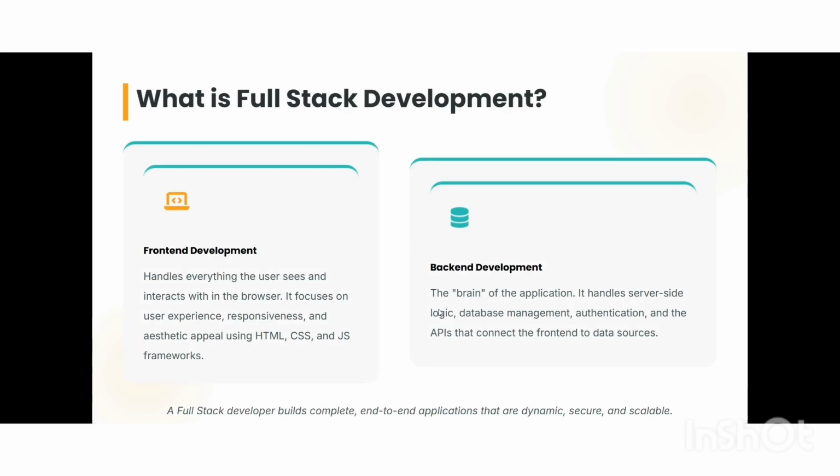What is full stack development? Full stack development means building both parts of a website, front end and back end. Front end is the face of the app. It is everything the user sees, clicks, and interacts with in the browser. And backend is the engine under the hood. It handles the database, security, and keeps the website running safely.